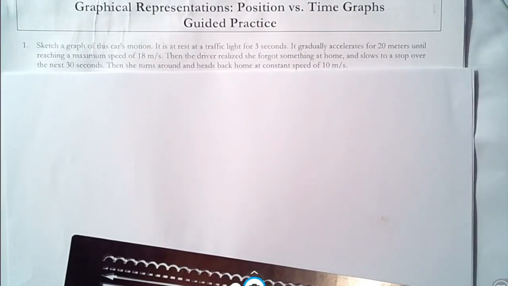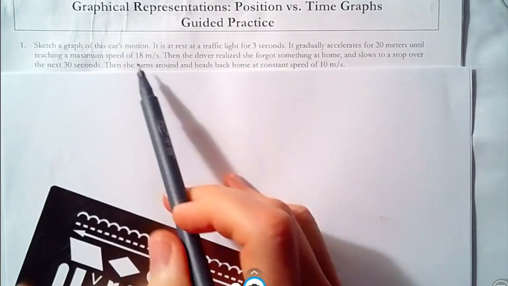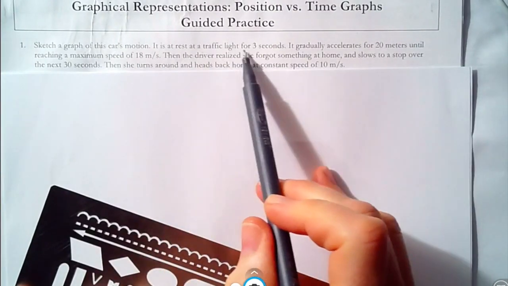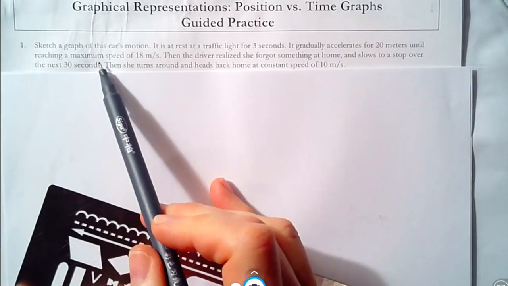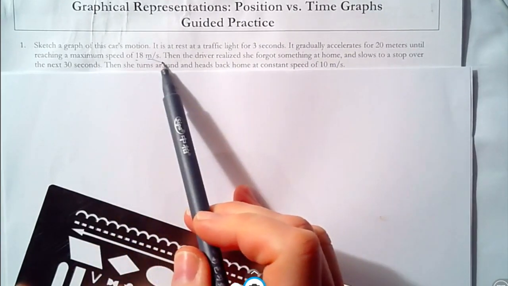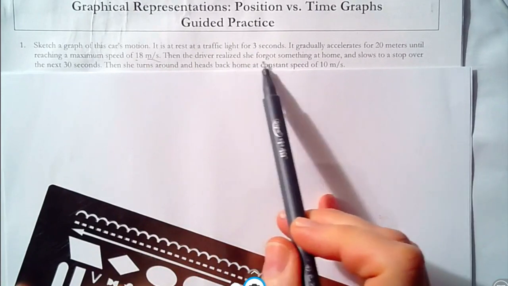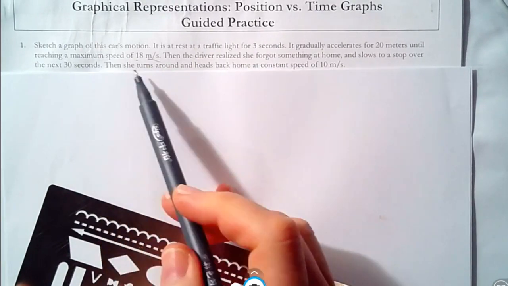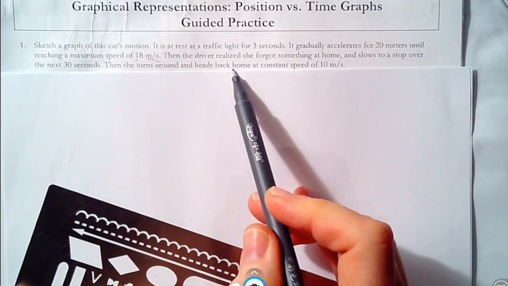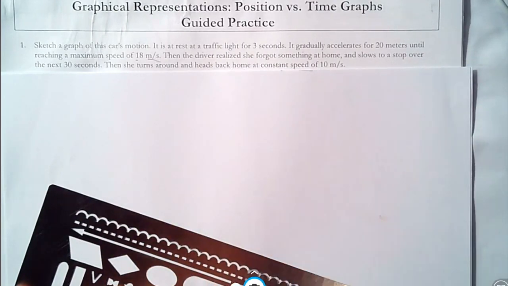Number 1 says, sketch a graph of the car's motion. It's at rest at a traffic light for 3 seconds. It gradually accelerates for 20 meters until reaching a maximum speed of 18 meters per second. Then the driver realized she forgot something at home and slowed to a stop over the next 30 seconds. Then she turns around and heads back home at a constant speed of 10 meters per second.